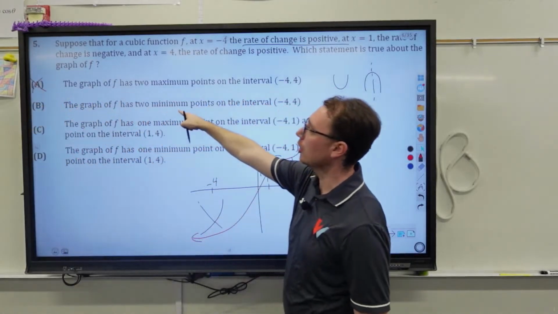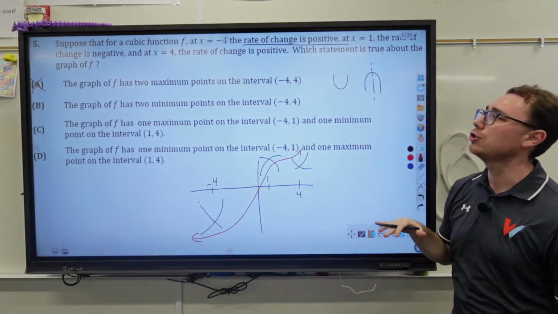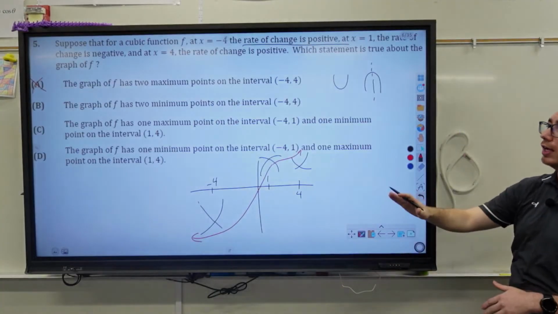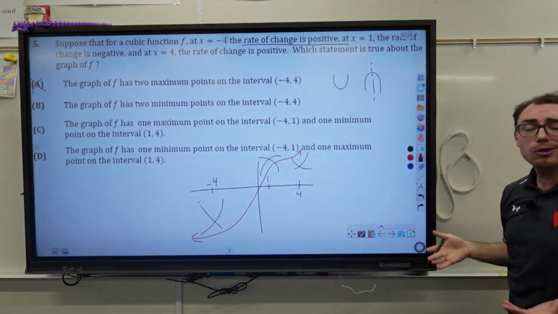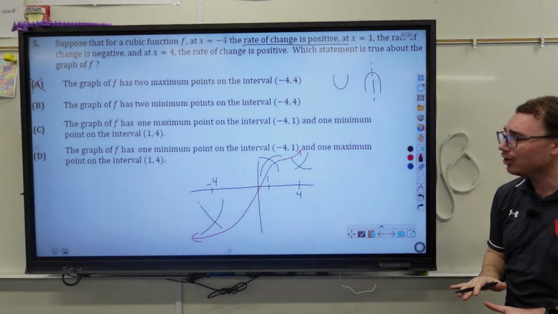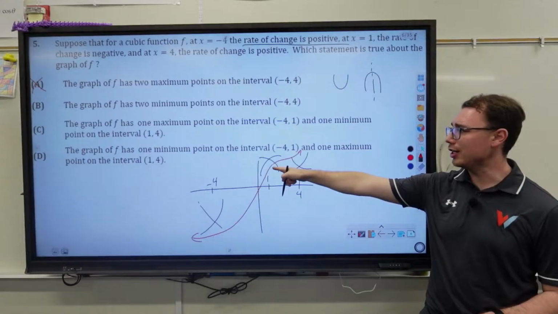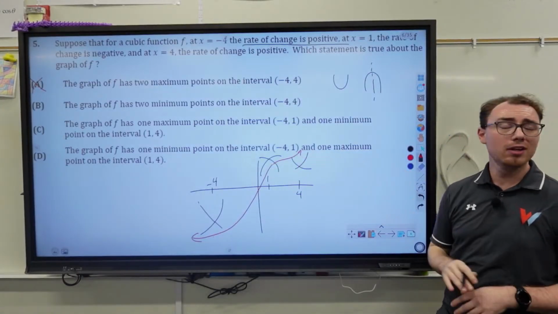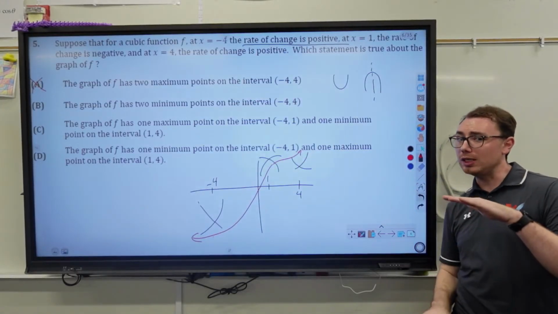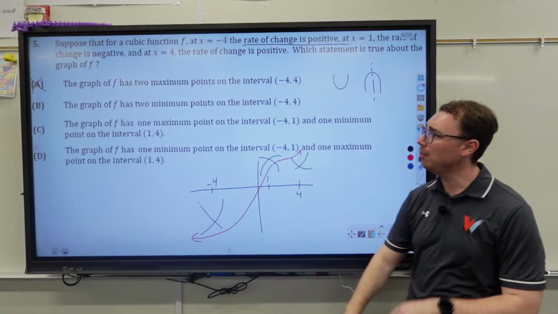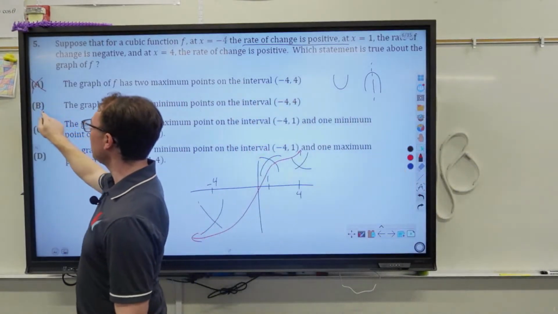The same kind of logic goes to part B. The graph of f has 2 minimum points on the interval of -4 to 4. There's no way for us to prove that there's a minimum value at that point. All we know is that the rate of change here is positive, here is negative, and here is positive. We have no idea about the extrema, whether there's a maximum or minimum. So we can't say anything about B either.